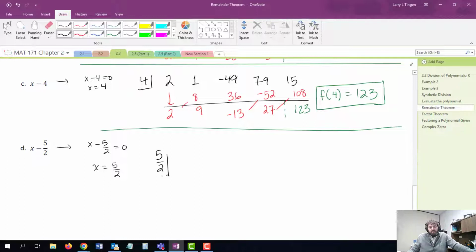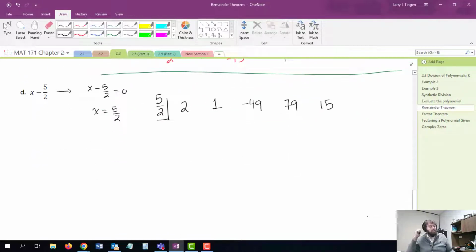And then the last one, because everybody loves fractions so much, I'm checking 5 halves. That goes in the box, and you can do this. Okay. Other coefficients stay the same. 2, 1, negative 49, 79, 15, and draw our line, change our pen, 2, and then we get to do the math.